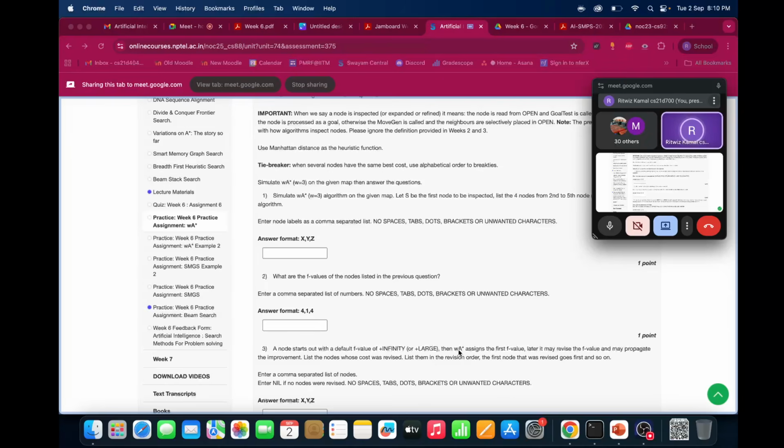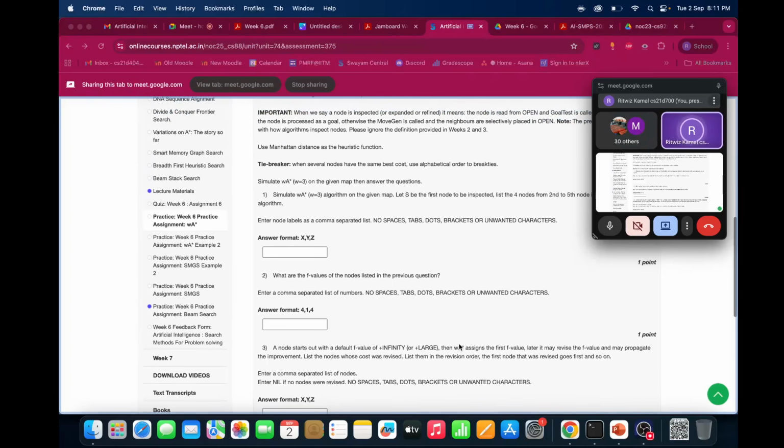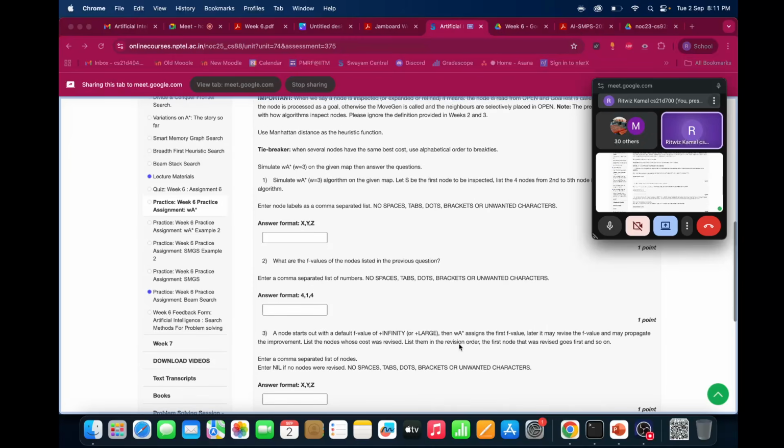There are some infinity values, and a node starts out with a default f value of plus infinity, and then WA star assigns the first f value. Later it may revise the f value and may propagate the improvement. List the nodes whose cost was revised. List them in the revision order. The first node that was revised goes first, and so on. So I think this is just a cryptic way of saying listing the nodes that are getting pruned. Not necessarily pruned, improved by propagation improvement.